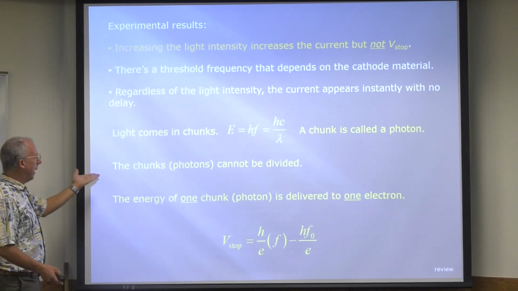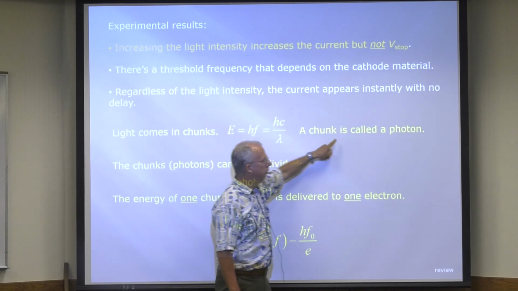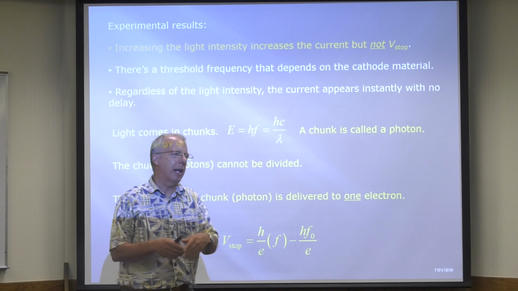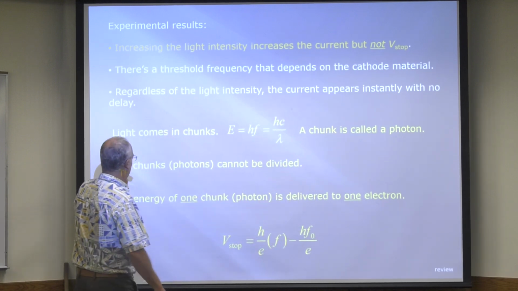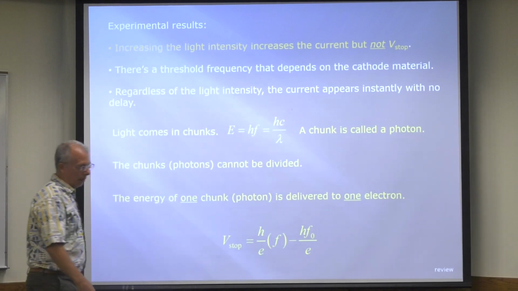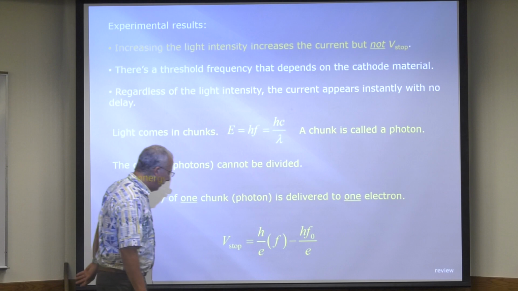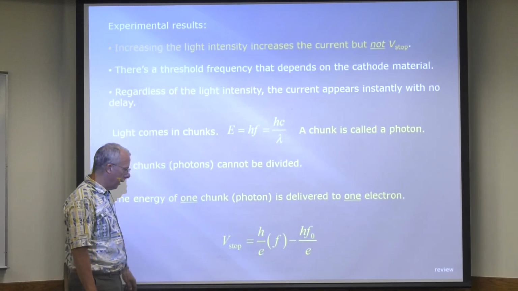And Einstein explained it. Light comes in chunks. This is the energy of a chunk. You call a chunk a photon. Some people say it's a particle of light. That's kind of weird to say because it acts like a wave, so why call it a particle? But what else are you going to call it, right? The photons can't be divided, just like a piece of dirt. The energy of one photon is delivered to one electron. And this was that incredibly important formula that Einstein predicted.